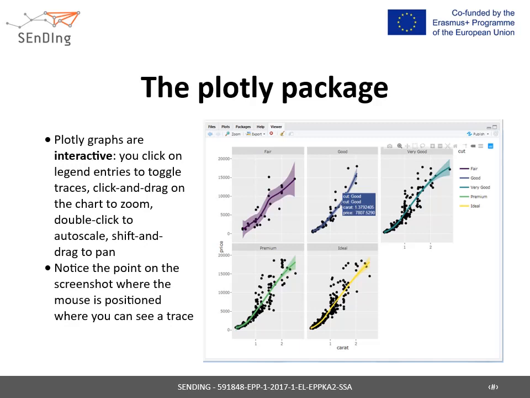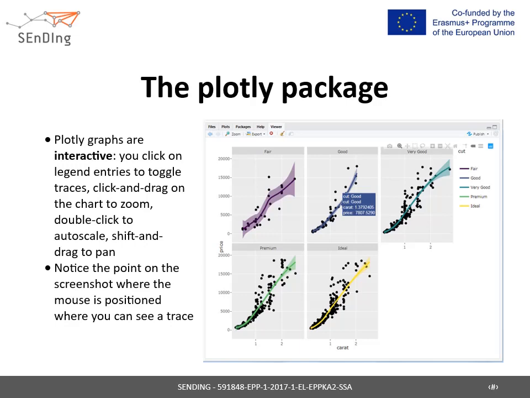In the screenshot on the right, you can see the graph generated in the RStudio viewer. Plotly graphs are interactive. You click on legend entries to toggle traces, click and drag on the chart to zoom, double-click to auto-scale, shift and drag to pan. On this plot, notice the point where the mouse is positioned, where you can see a trace listing cut, carat and price values for the specific data point. You can also publish your charts to the web with Plotly's web service, but this process is out of our scope in this module.